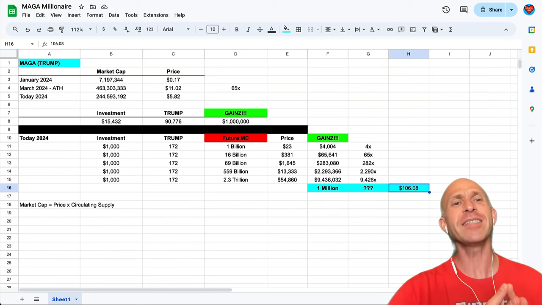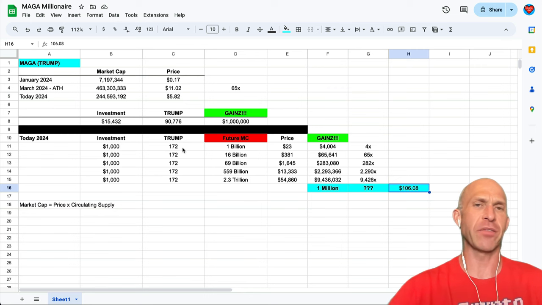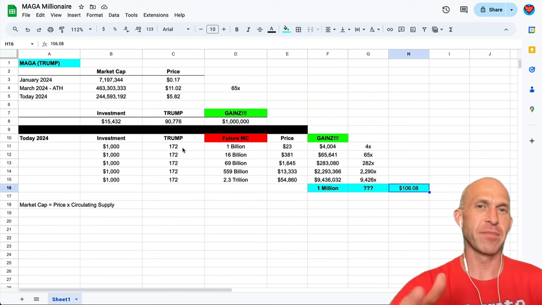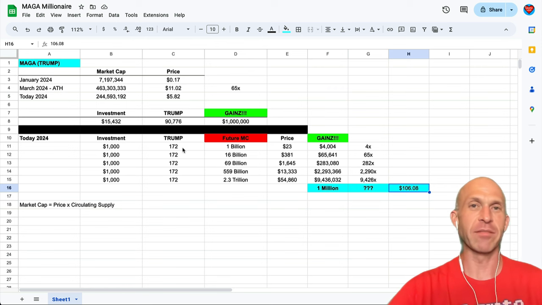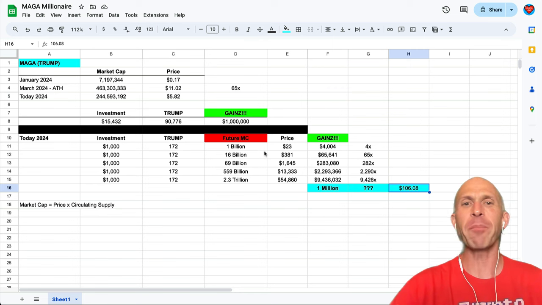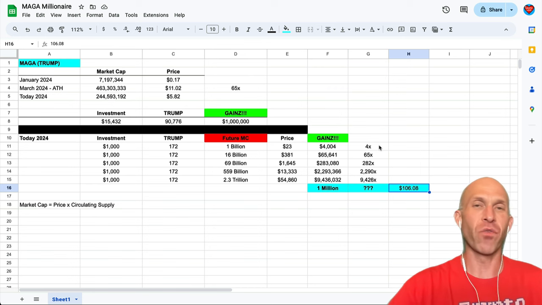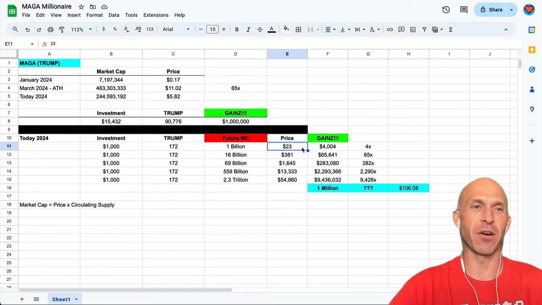So let's say today you were to invest $1,000 in Trump. Right now, price is $5.82. So if you were to do that, you'll get 172 Trump. Now, let's say that, again, presidential election coming up, get some popularity, Trump does something funny, get some popularity, MAGA movement, whatever, get some popularity, goes up to the first page on CoinMarketCap, CoinGecko. At that point, it would have $1 billion market cap. Right now, the market cap is $244 million. Well, if that were to happen, you would 4x your $1,000 investment, making you $4,004 with a $23 MAGA.